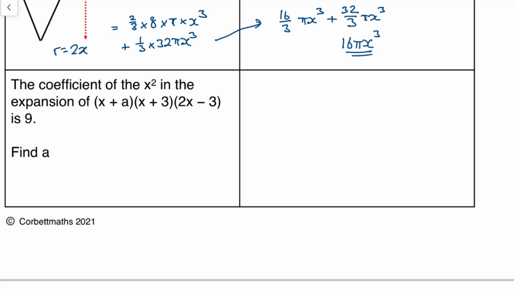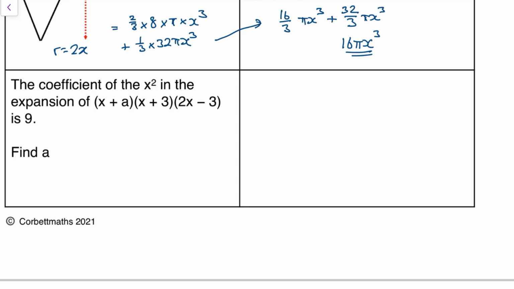Final question. Now, this actually is the final question of today. The coefficient of the x squared in the expansion of this thing here is 9. Find a. Now, normally here you get x cubed and you just multiply the x's together, or you might get the coefficient and you multiply these numbers together. You don't get that here. So I'm actually going to have to expand it.